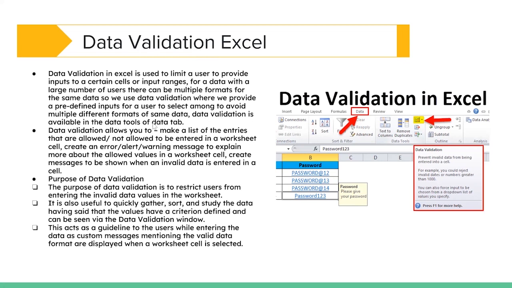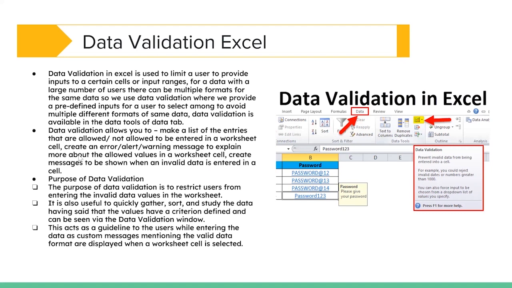Okay, data validation is available in the Data Tools group of the Data tab. Data validation allows you to make a list of the entries that are allowed or not allowed to be entered in a worksheet cell. Create an error alert warning message to explain more about the allowed values in a worksheet cell, and create messages to be shown when invalid data is entered in a cell. Okay, and these are the uses of data validation.